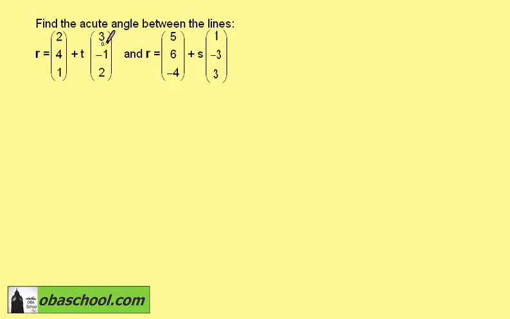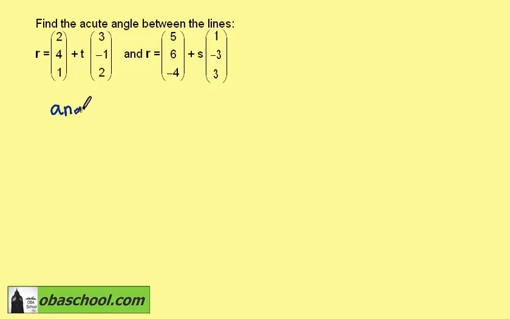We want to find the acute angle between the lines shown. r = (2, 4, 1) + t(3, -1, 2) and r = (5, 6, -4) + s(1, -3, 3).